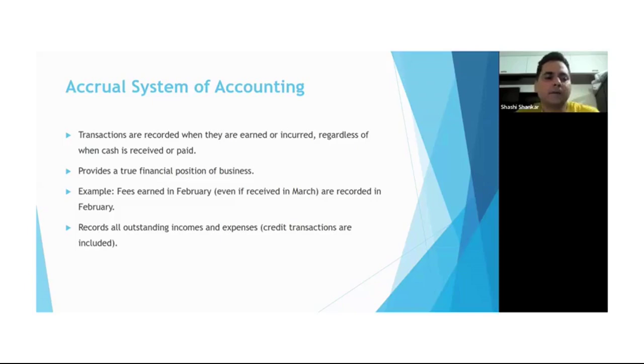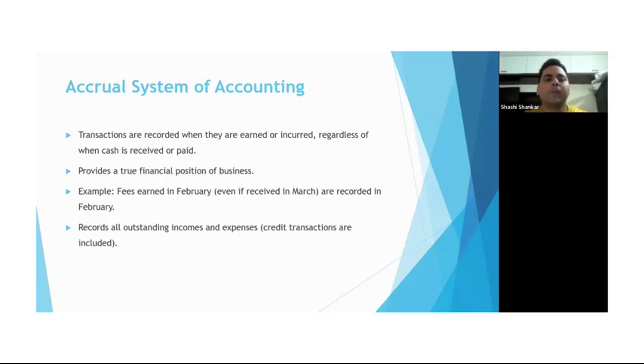Another example I can give: fees earned in February, even if received in March, are recorded in February only. So in this system, even though it is not received, it should be recorded in the books of account so that it will give the true financial position of the business. Next is to record all outstanding incomes and expenses. The credit transactions are included as well. So all the outstanding incomes and all the outstanding expenses must be recorded in the accrual system of accounting.